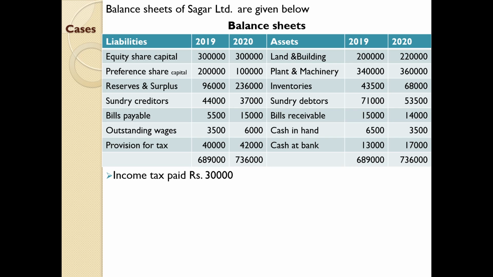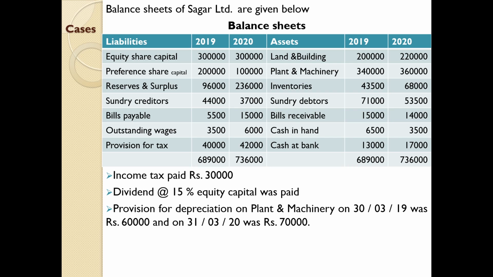So in this case, income tax paid 30,000, dividend at 15% on equity capital was paid, provision for depreciation on plant and machinery on one date 60,000 and on another date 70,000. So whenever provision for depreciation, opening and closing balance, is given in the adjustment, we have to prepare its account, and during the preparation of the particular asset account, the opening balance of provision for depreciation has to be added back. I hope you all know how to prepare that, and we have dealt with similar patterns and adjustments in the preparation of fund flow statement.